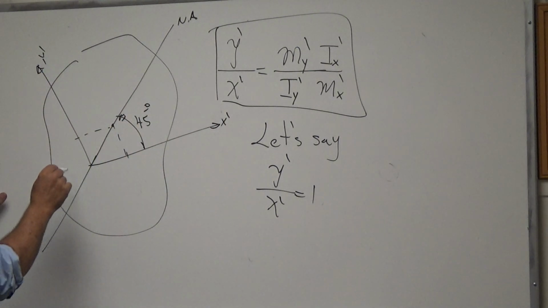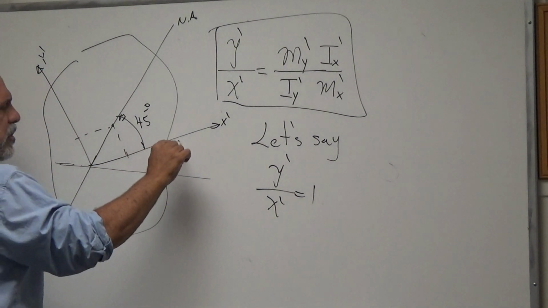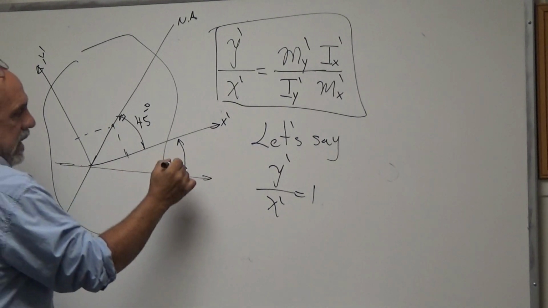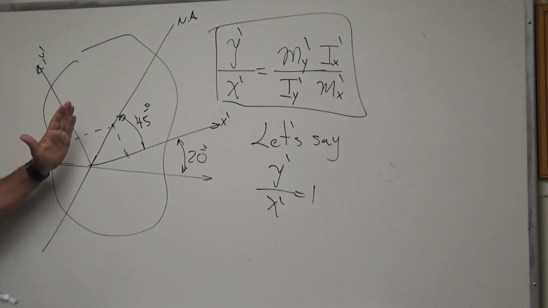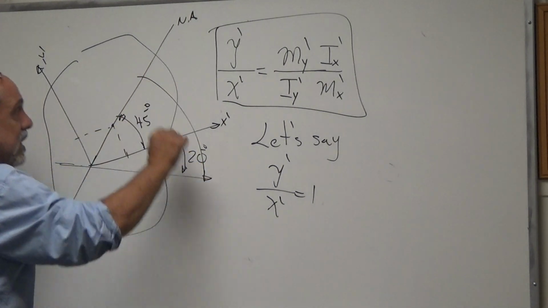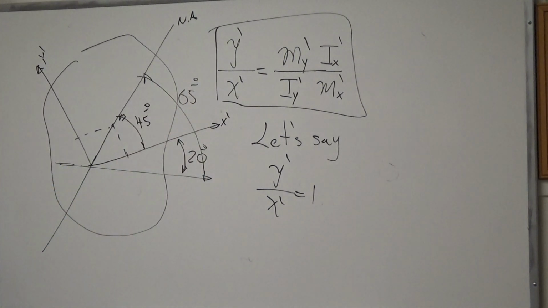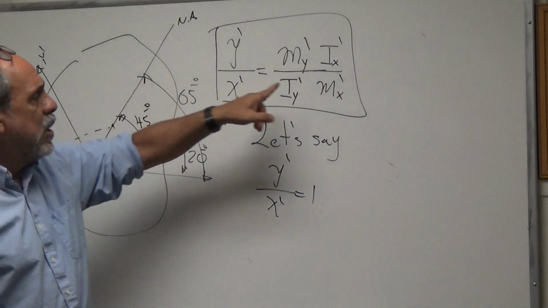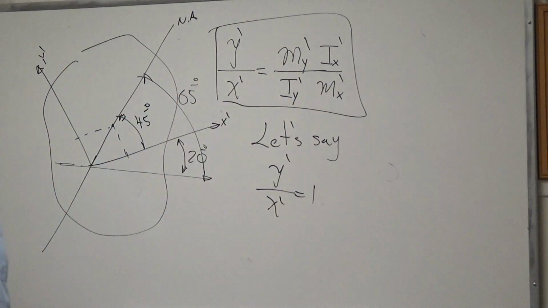Now, if the question was what is the orientation of the neutral axis with respect to the x, and it turns out that this thing was rotated 20 degrees, then obviously you can see that the neutral axis is rotated 65 degrees, right? Now, you can see that it is not a property of the cross-section, because the orientation of the neutral axis depends on the applied moments. Okay?